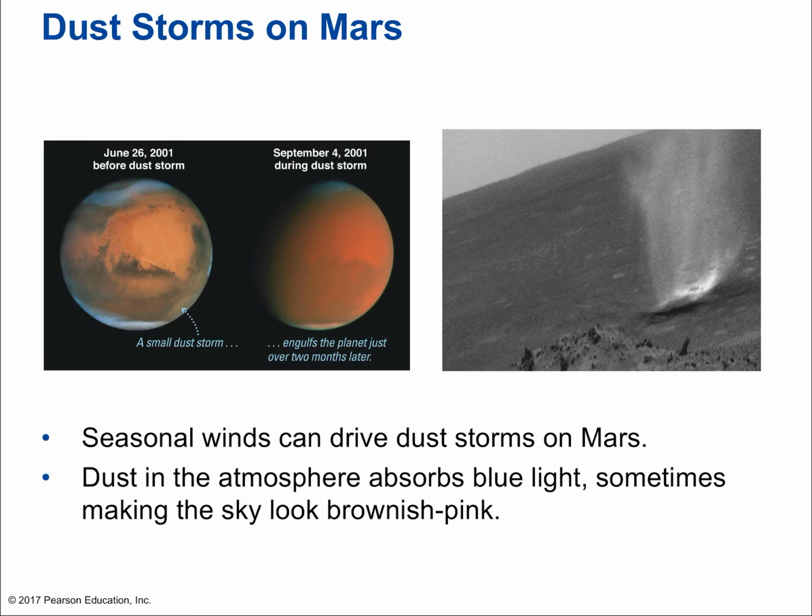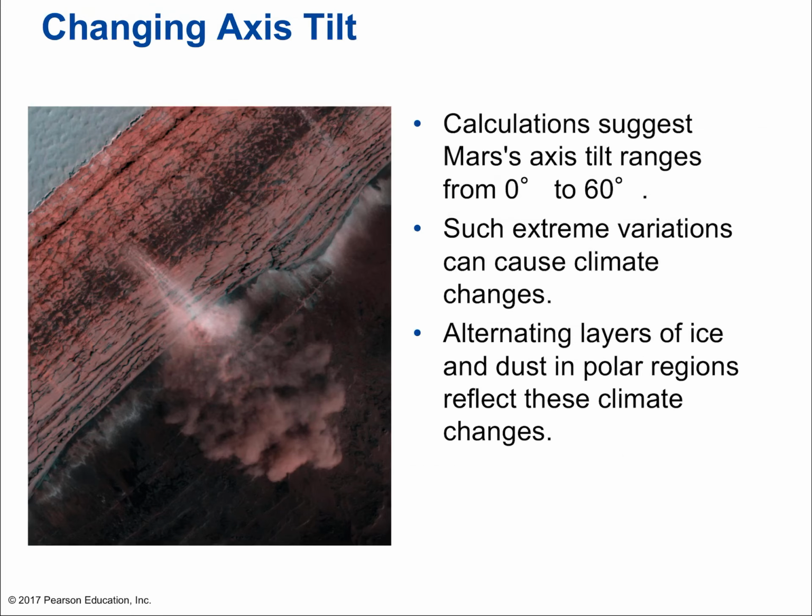And there's these big wind-driven dust storms that go across the surface of Mars, sometimes lasting for days on end. So seasonal winds can drive dust storms on Mars. Dust in the atmosphere absorbs blue light, sometimes making the sky look brownish pink. Right? We look at this, so we can see, during basically a planet-wide dust storm, the entire surface is obscured by the dust.